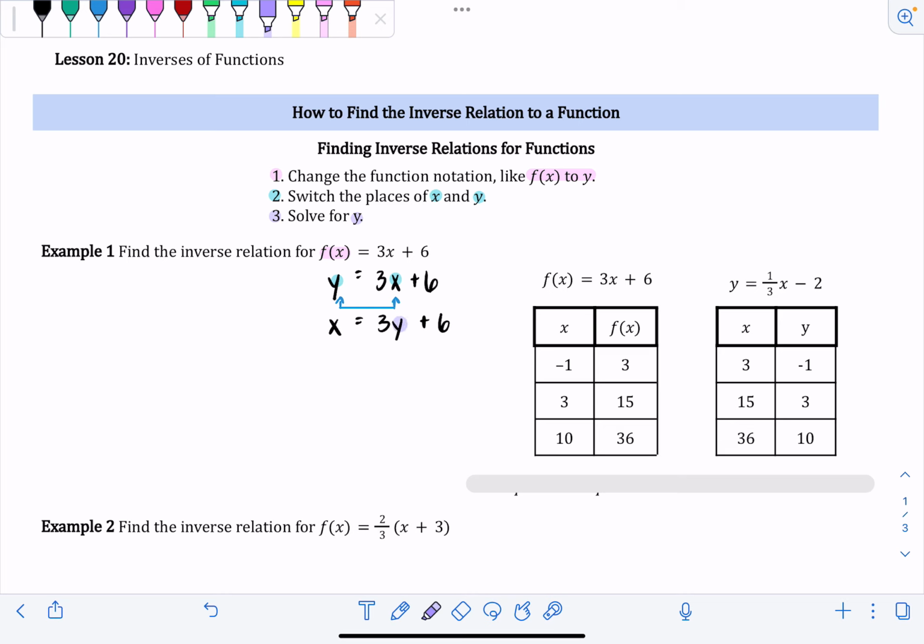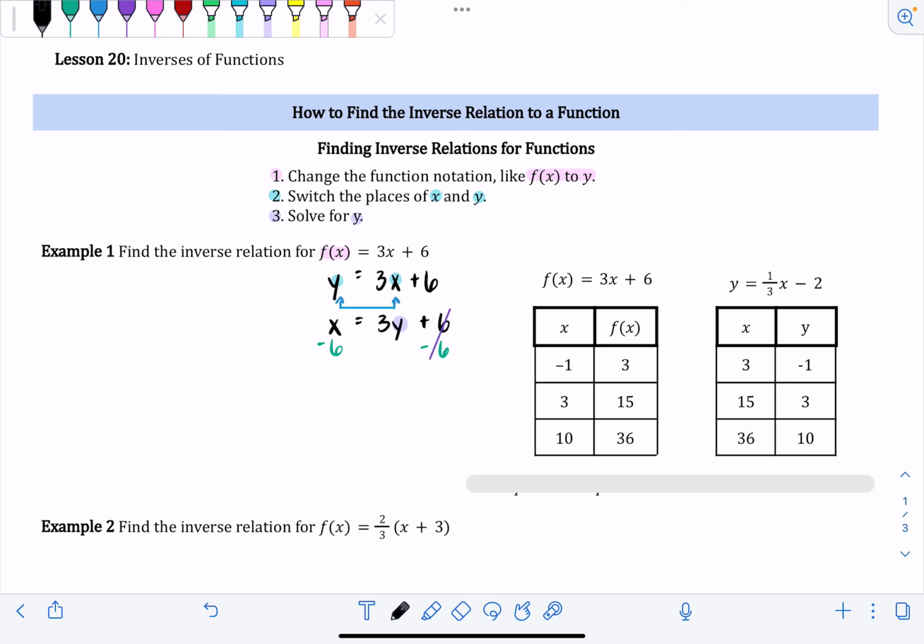Step 3 usually involves 2 steps within it, or at least 2 within it. But we want to get y by itself. So to do that, we have to use inverse operations. So there's a 3 that's being multiplied by the y and a 6 that's being added. So first we'll cancel out the adding of 6 by subtracting 6 from both sides. Usually we want to undo addition or subtraction first. It makes life a little bit easier. So we'll cancel out that plus 6 by subtracting 6 from both sides.